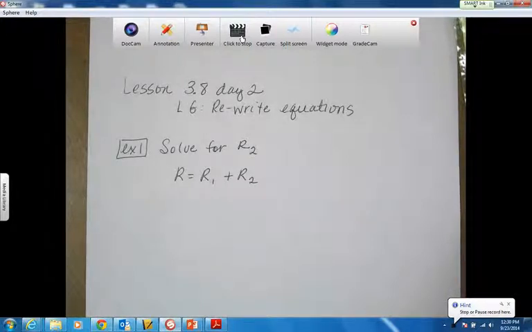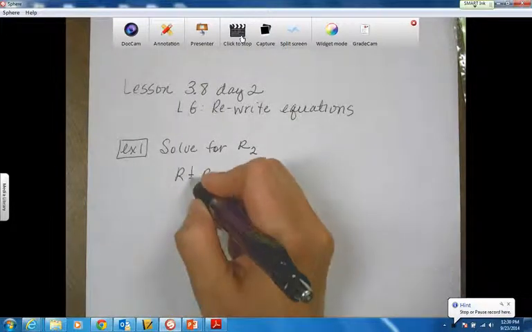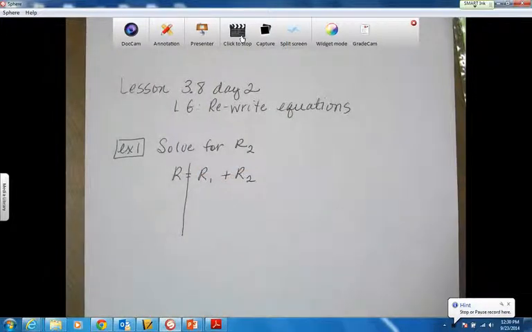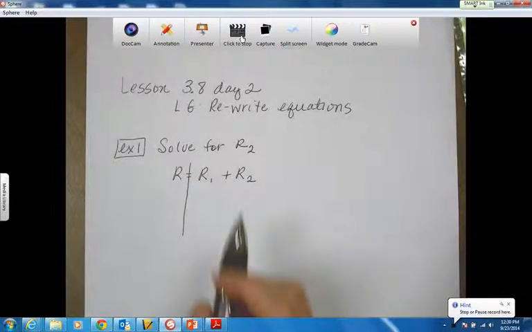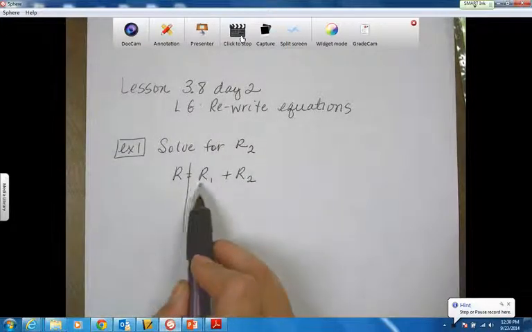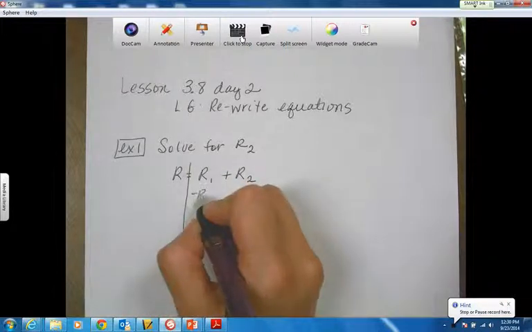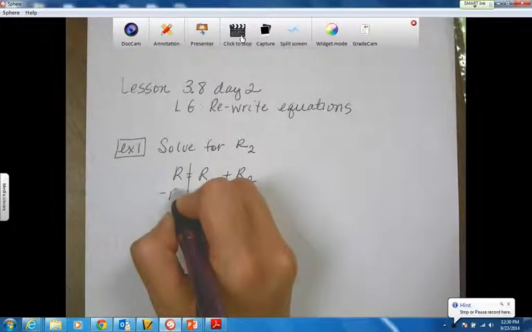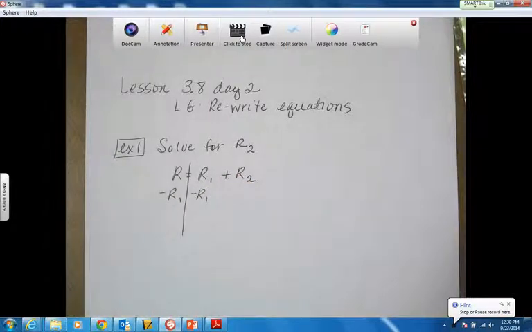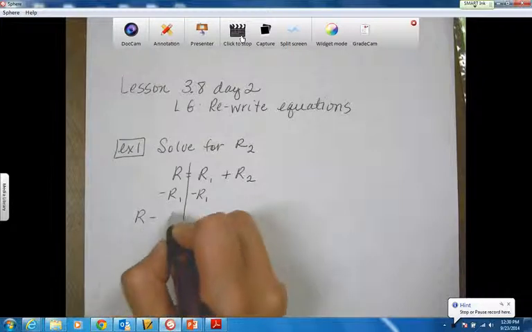So I'm going to pretend like this is a regular equation, and if I want this by itself, I need to get rid of R1. How would I get rid of R1? I would subtract R1 from both sides. Just like if it was a regular number, that's what I would do. So this becomes R minus R1 equals R2. And so I just got R2 by itself.